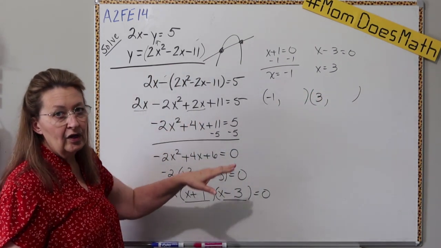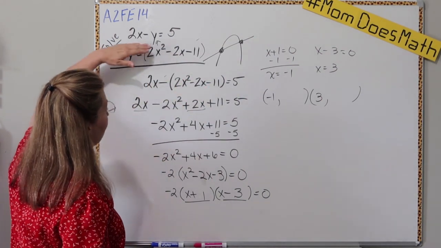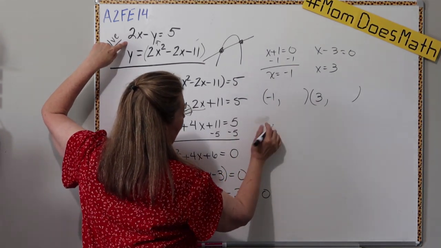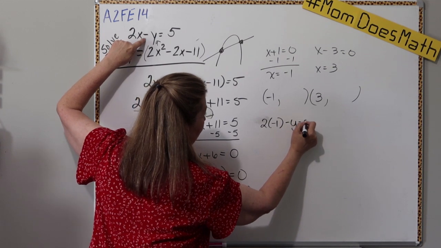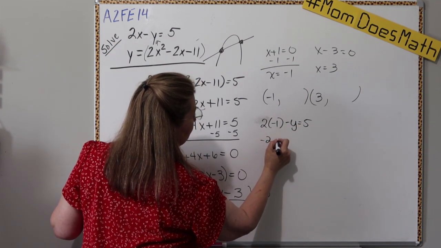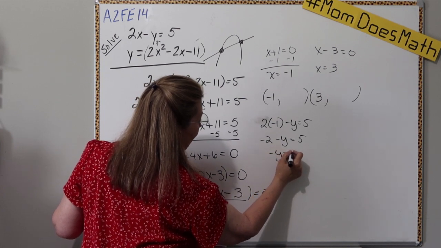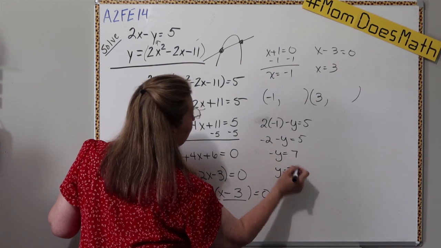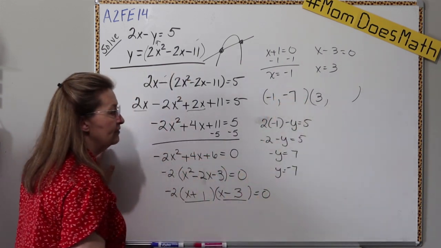So what do we do now? Go back up to your original equation and plug this in for x. So if I take the negative 1 in here, I'm going to have 2 times negative 1 minus y equals 5. Negative 2 minus y equals 5. Add 2 to each side, 7, and then multiply by negative 1. So whenever x is negative 1, y is negative 7.